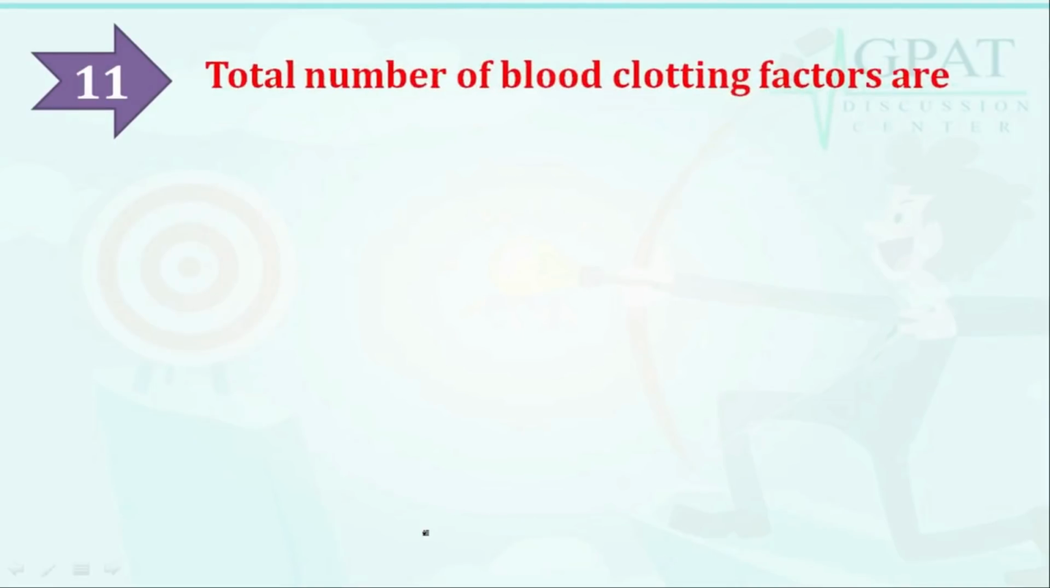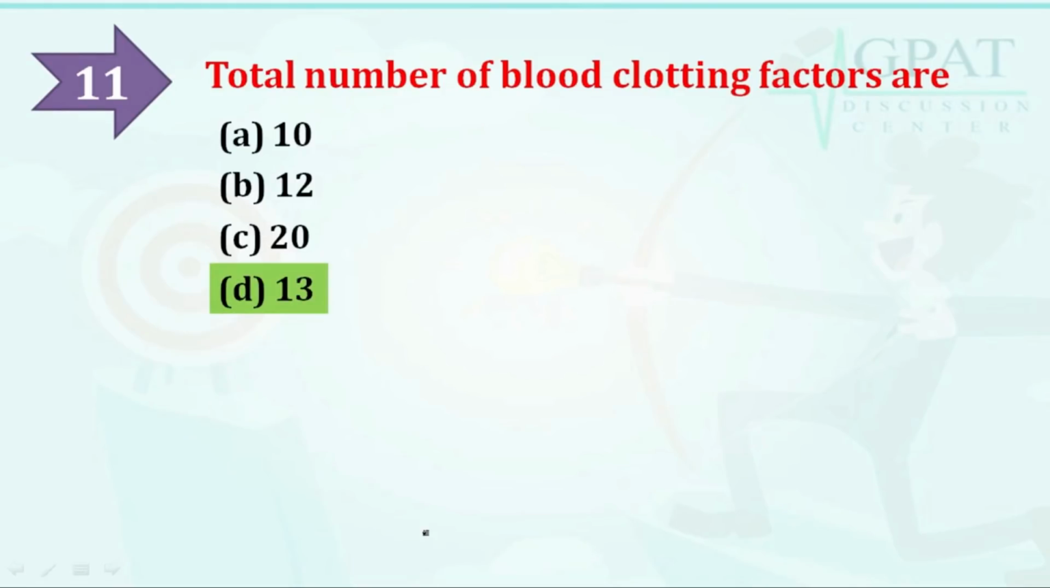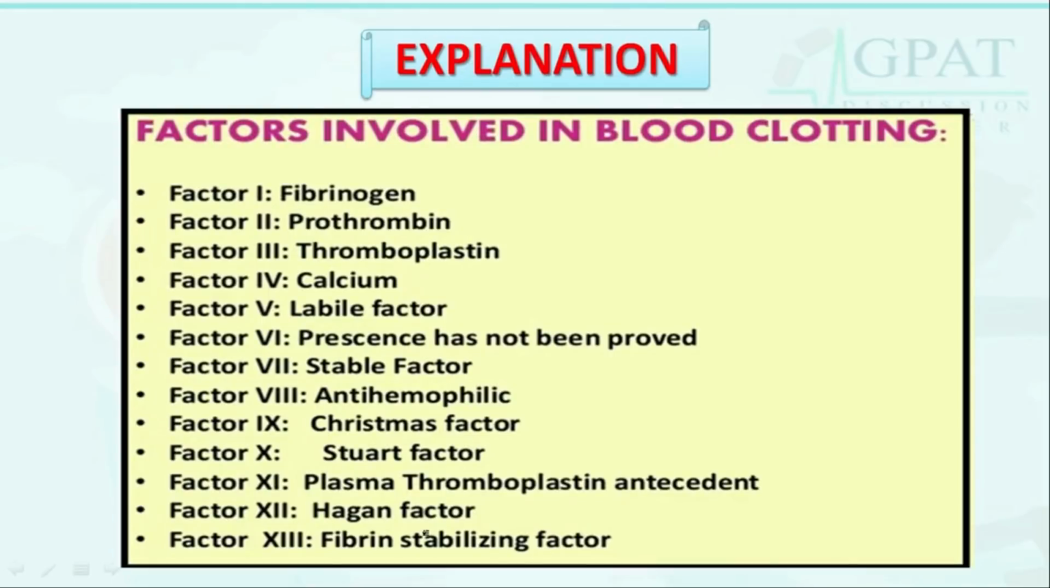Next question, the total number of blood clotting factors are options A 10, option B 12, option C 20, option D 13. So how many total number of blood clotting factors are there? So the correct answer is 13 are the blood clotting factors. Let's discuss with the help of explanation. Here we have just a chart.